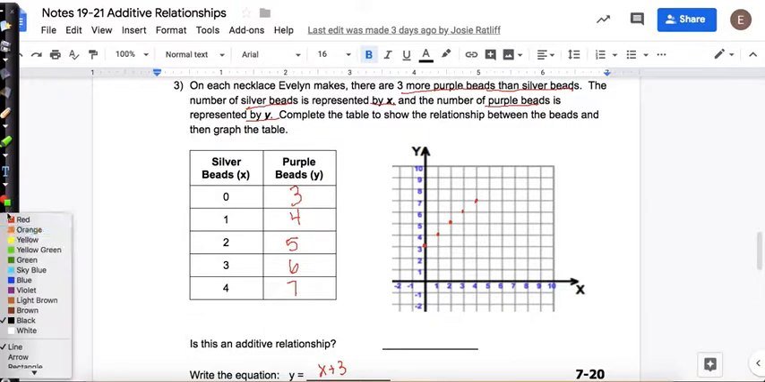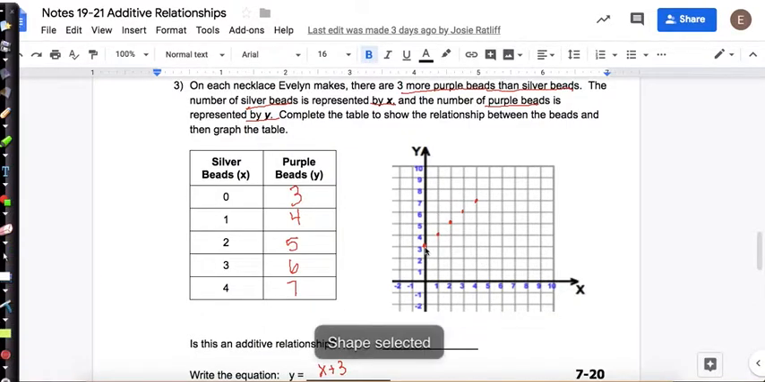Okay, use your ruler to make a straight line. Put an arrow. And is this an additive relationship? It sure is. We're adding the same number each time. And look what we're adding. Add 3. Add 3. Add 3. And I'm doing this to make sure my rule actually works.